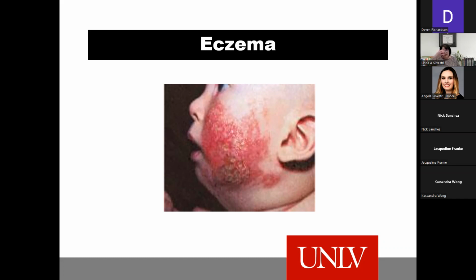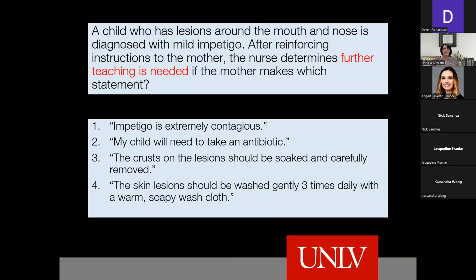Okay, so our next question: we have a child who has lesions around the mouth and nose and is diagnosed with mild impetigo. After reinforcing instructions to the mother, the nurse determines further teaching is needed if the mother makes which statement? 1. Impetigo is extremely contagious. My child will need to take an antibiotic. 2. The crusts on the lesions should be soaked and carefully removed. 3. The skin lesions should be washed gently 3 times daily with a warm, soapy washcloth.